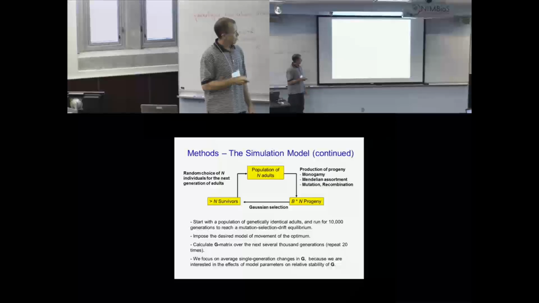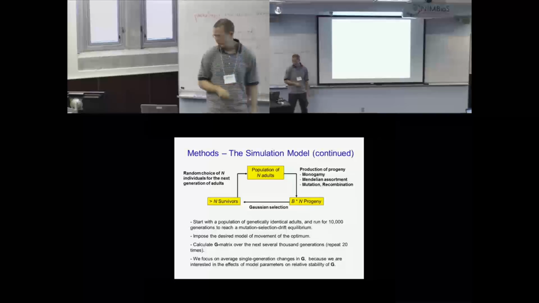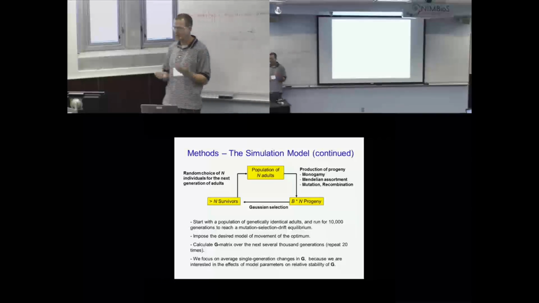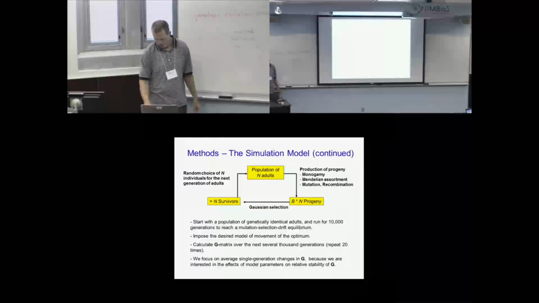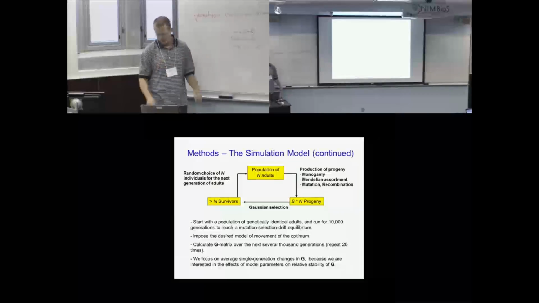Like I said, we calculate the G over several thousand generations where we keep track of variables, and we usually focus on average single generation changes in G because we're interested in how things affect the stability of G, which can be measured as a single generation change in some aspect of G, like the variance or the covariance or the angle, something like that.